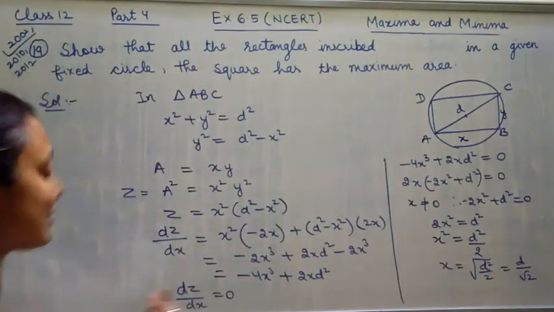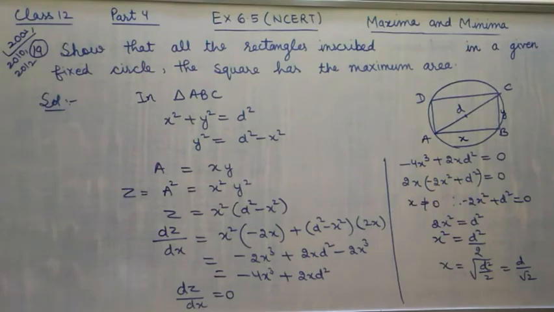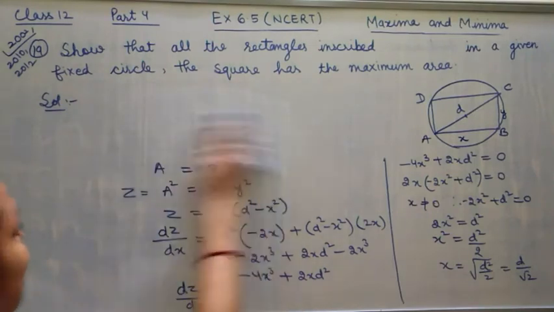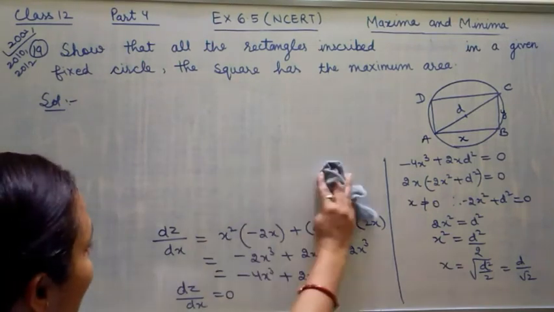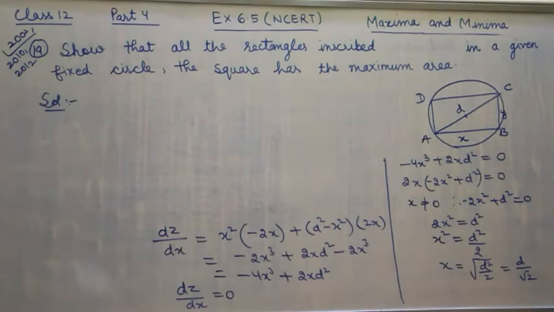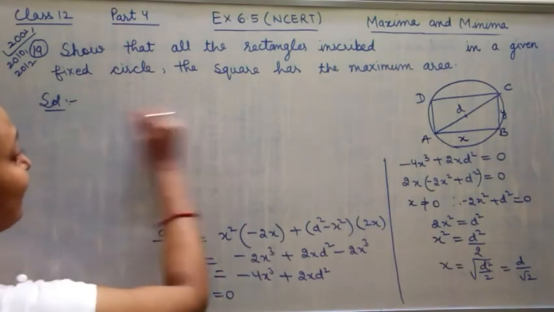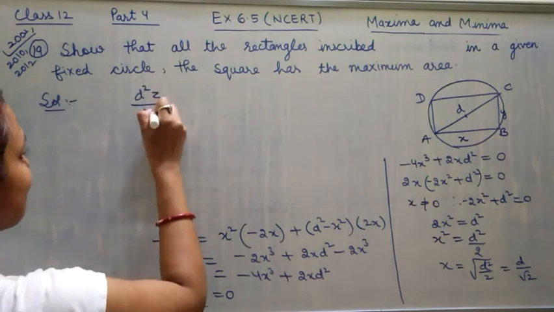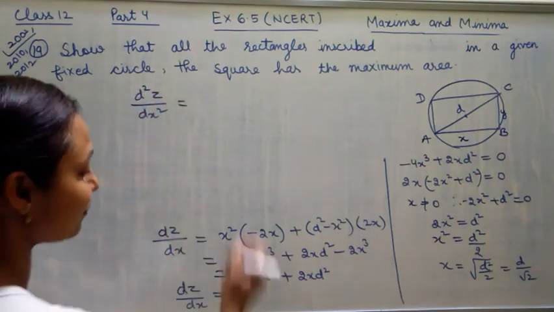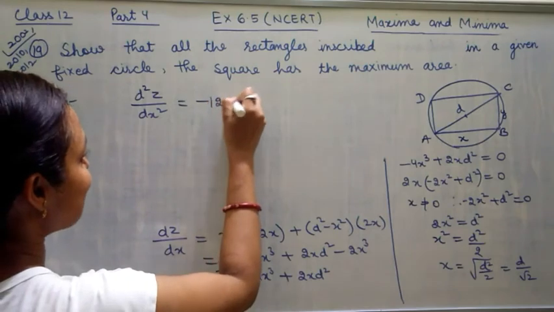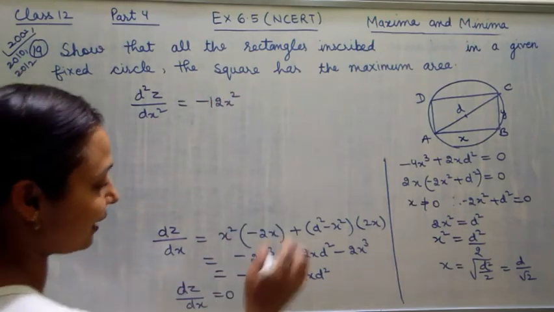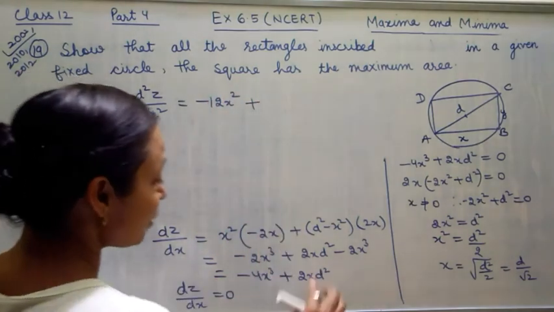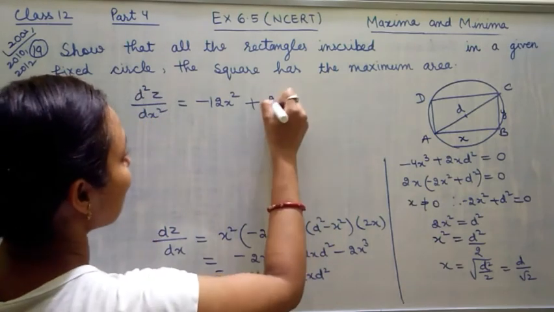Now I will do the second derivative. How can you do it? By taking d square z upon dx square. I will take the derivative of this again. By taking the derivative again, it will be written as d square z upon dx square, which is equal to minus 4 times 3 is 12 x raised to power 2 plus 2d square.